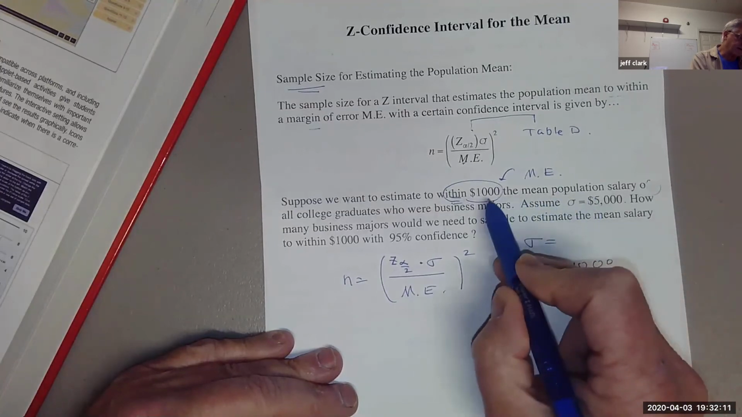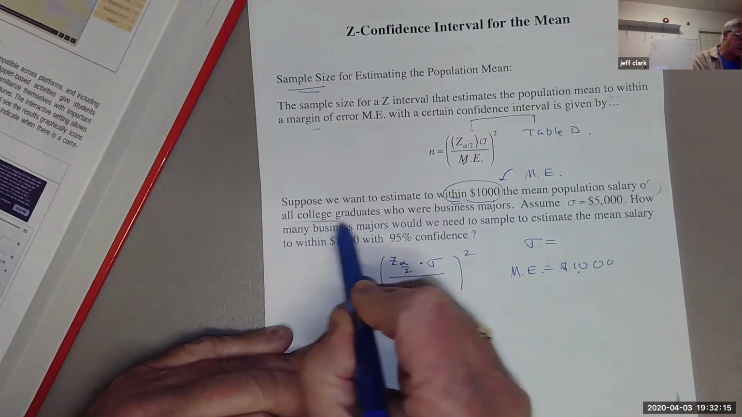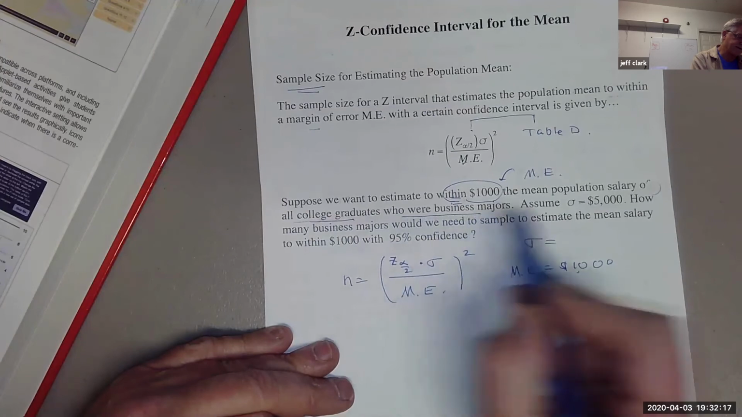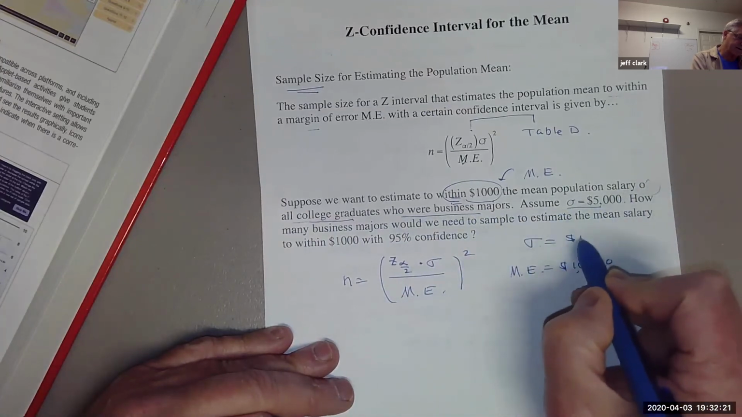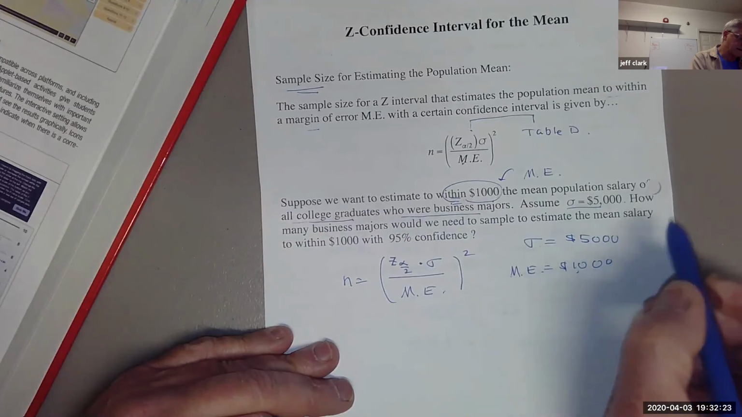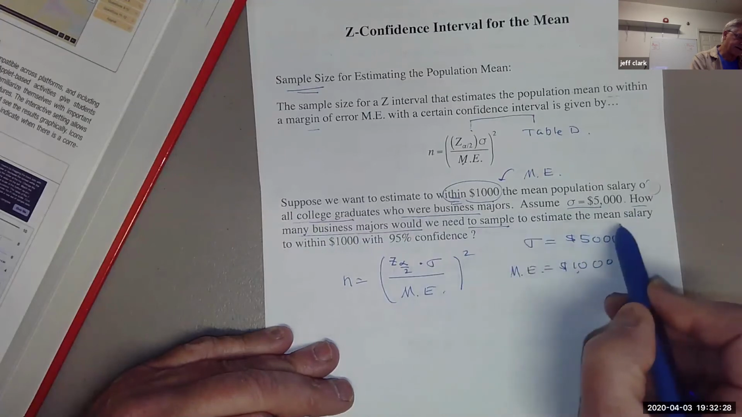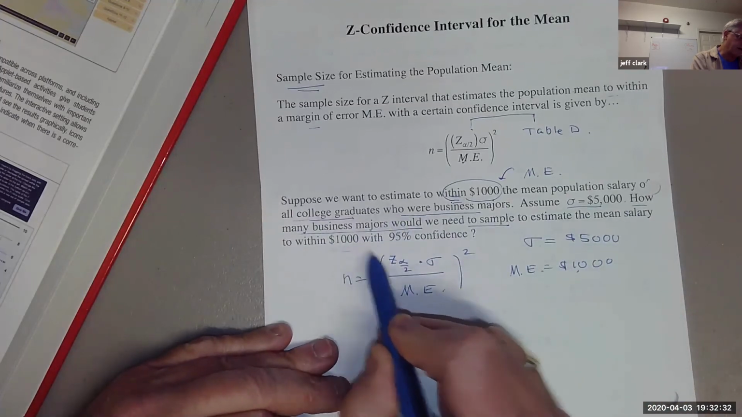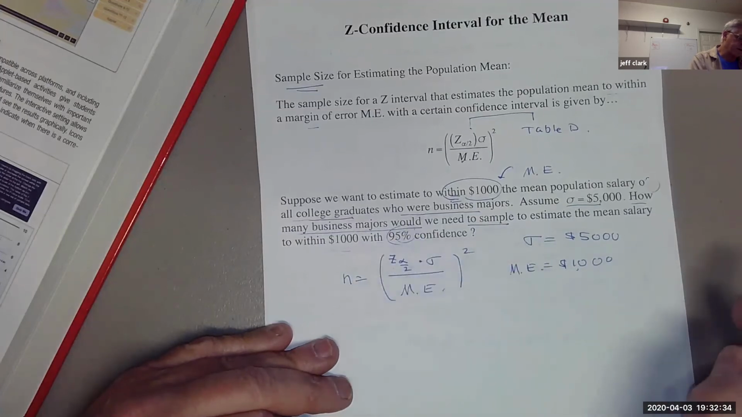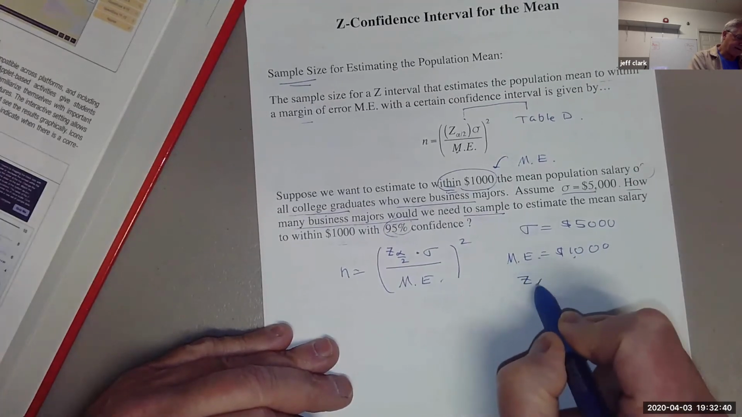Okay, so they want to estimate to within $1,000 the average population salary of all college graduates who were business majors. So we're going to assume sigma to be 5,000. And they want to know how many business majors we would need to sample so that the average salary of all would be within $1,000. And there's your value. You're going to have to look in your table for Z sub alpha divided by 2.